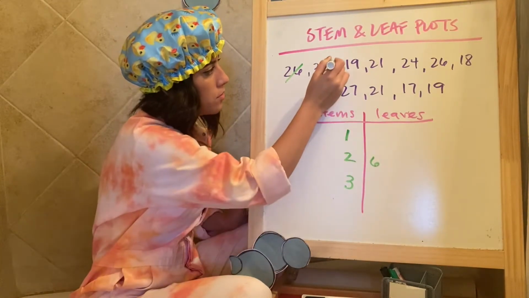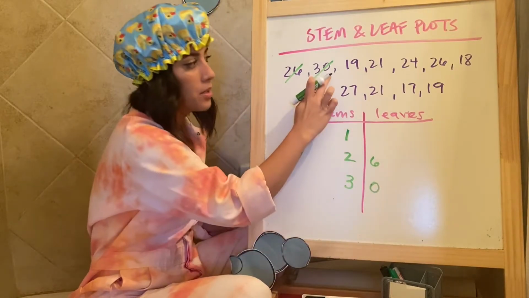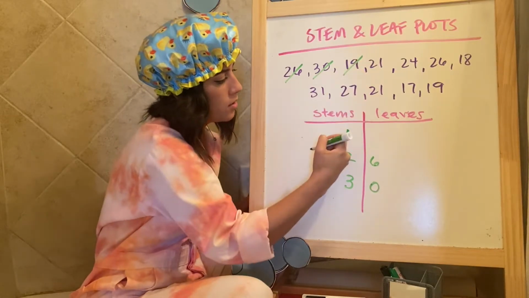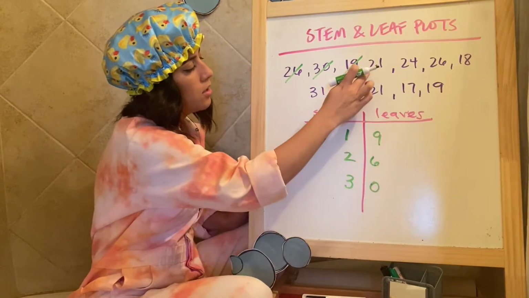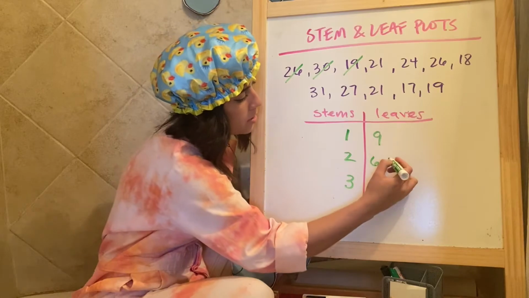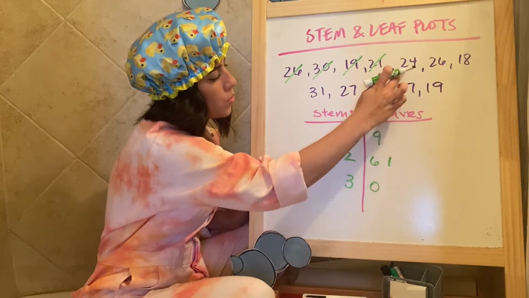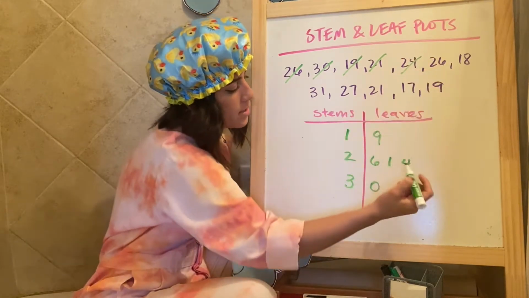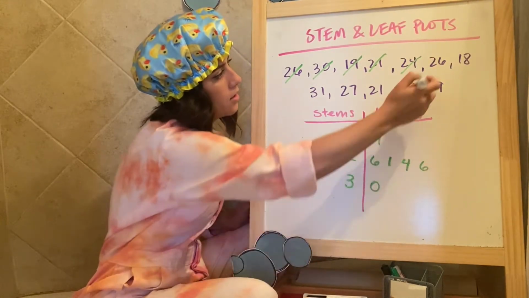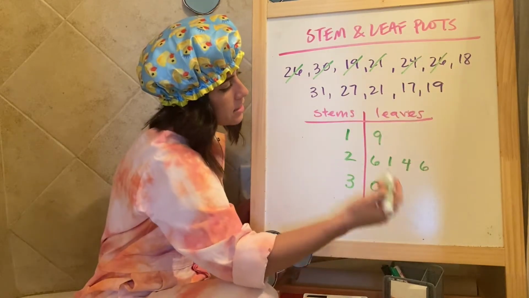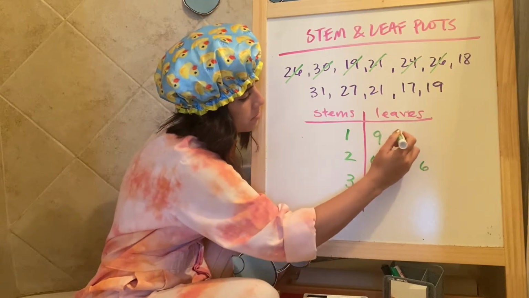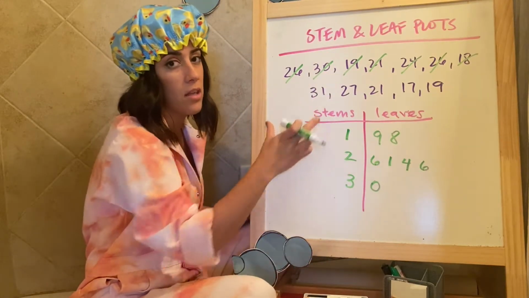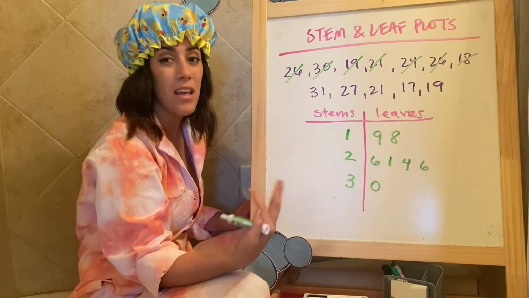30, that's going to be in my threes. I'm going to put a zero because I'm looking at that ones place value. 19, I'm going to put in the ones and put a 9. Back to the 2, I'm going to put a 1, right? 24, still in the 20s, I'm going to put a 4. Cross that out. 26, I'm going to put a 6 here. Cross that out. 18, that's in the 10s, I'm going to put an 8 here. Cross that out. You see, all we're doing is just putting them in the correct category or in the right spot in my stem and leaf plot.